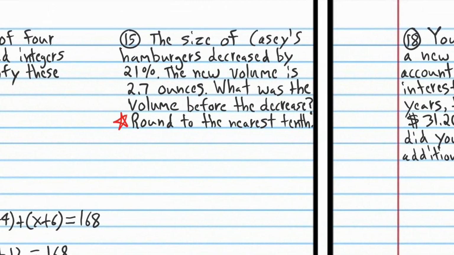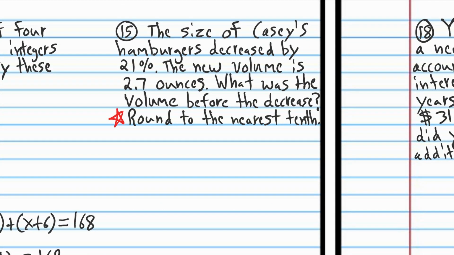All right, the size of Casey's hamburgers decreased by 21%. The new volume is 2.7 ounces. What was the volume before the decrease? Round to the nearest tenth.